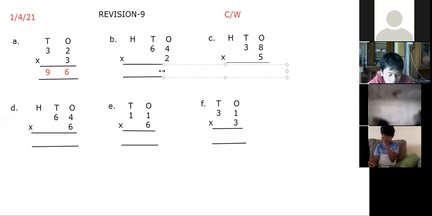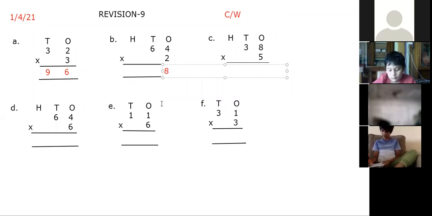Recall 2 table. 2 1s are 2. 2 2s are 4. 2 3s are 6. 2 4s are 8. So what will we write here? 8, ma'am. Yes. You will recall 2 table 4 times, because in ones place we have 4 here. So 2 4s are 8.